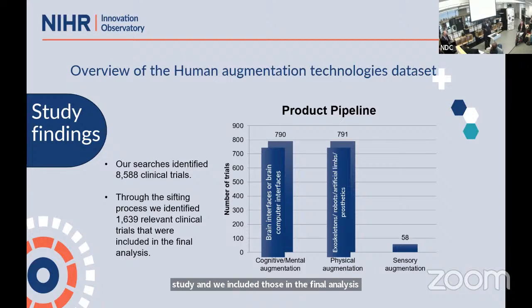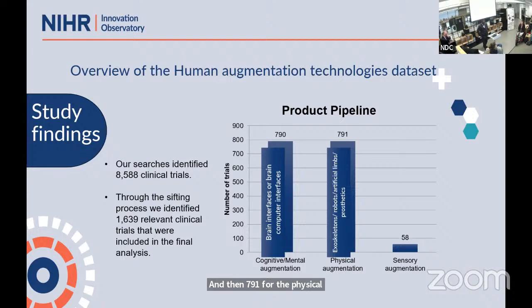And when we categorized these into the core categories that we were looking at, the cognitive, the physical, and the sensory, we found that they are global. These are actually numbers from a global perspective, that there are about 790 technologies that are currently in clinical trials and in development for cognitive and mental augmentation. And then 791 for the physical category.